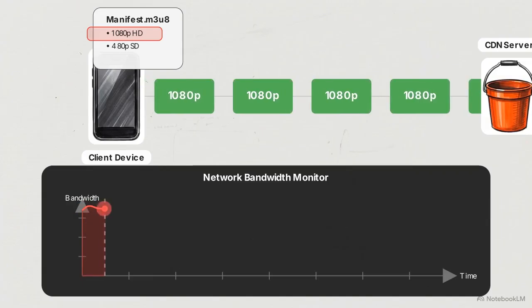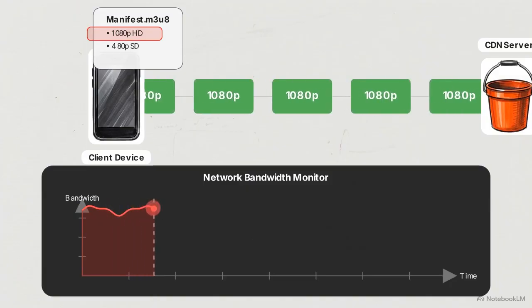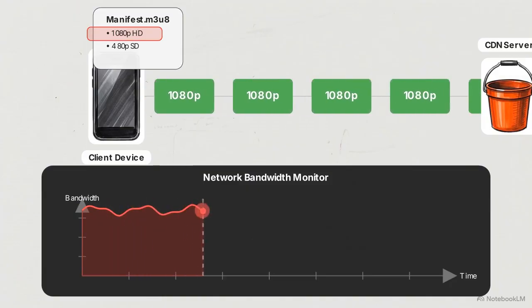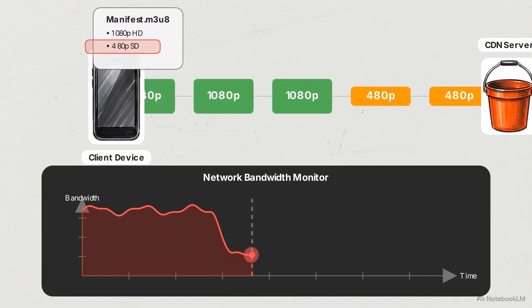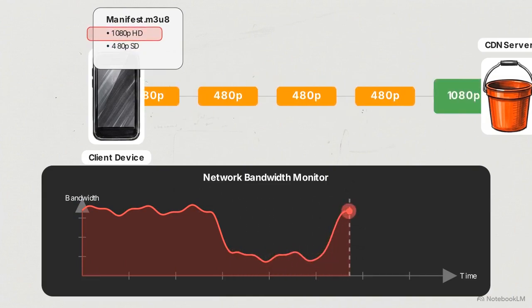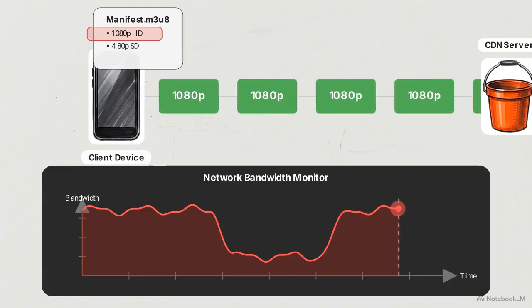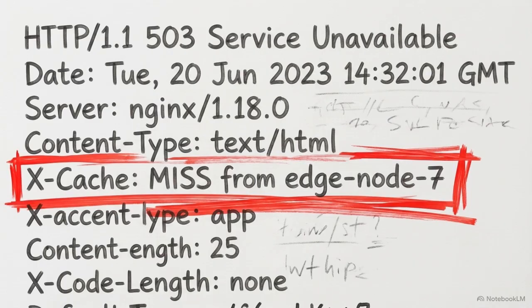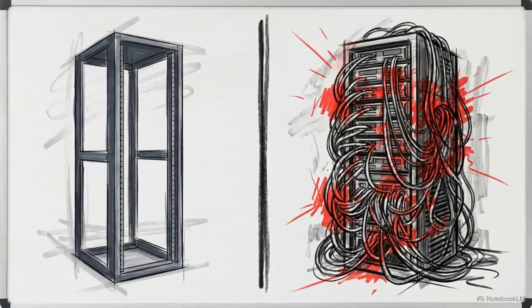This line graph plots the final piece of the equation, the client's local processing. The application constantly monitors network bandwidth. If a connection degrades, the client dynamically requests a lower resolution chunk from the manifest to prevent playback buffering. If a specific edge node fails to serve the chunk, the system registers a cache miss. A content miss means the video isn't stored locally, while a health miss indicates the server is overloaded.